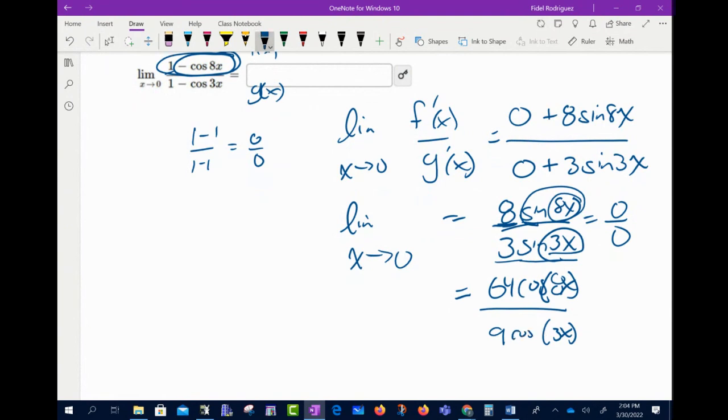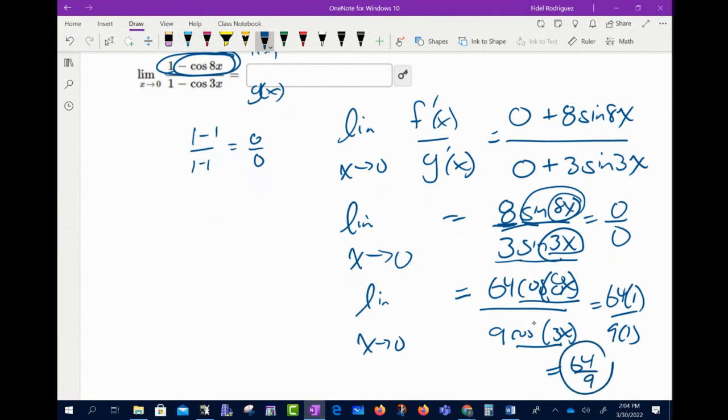Right here. Okay. And now when we plug in x equals 0, this becomes 1 and this becomes 1. So we just end up with 64 over 9.